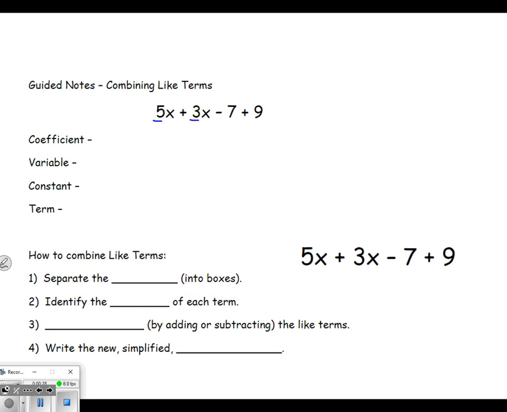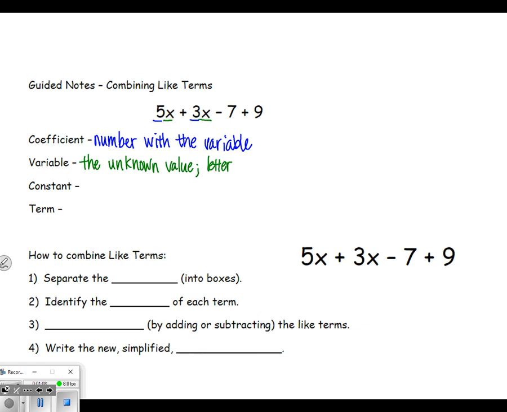The coefficient is the number with the variable, the multiplier, the number that tells you how many x's you have for each term. That's your coefficient. Variable, I am going to underline in green, and the variable is the unknown value. Also, you know, the letter in the math that makes you think that you're in English class.